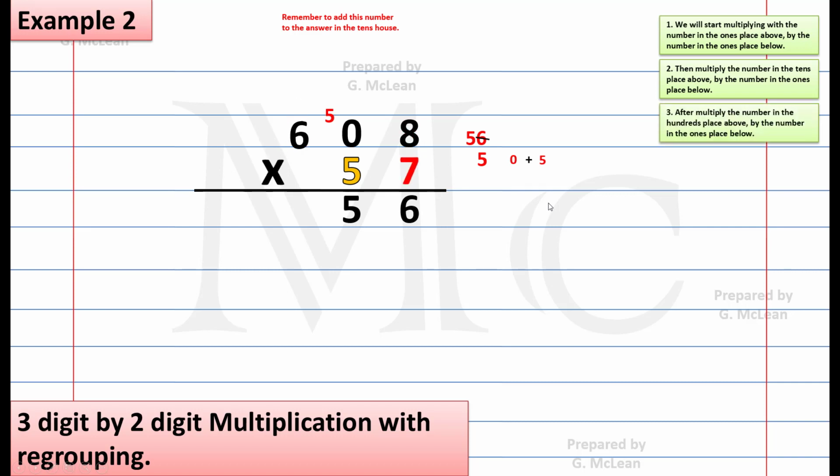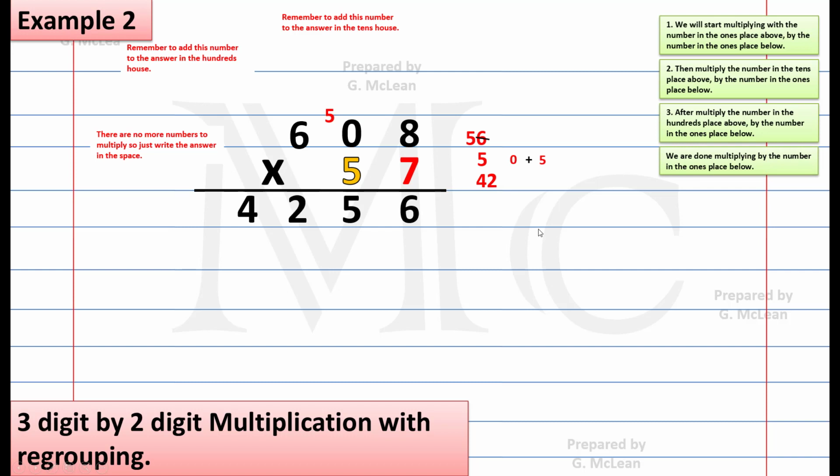7 times 6. 6 sevens are 42. There are no more numbers here to multiply, so you can just simply place the 42 right there. Okay? Place them in the correct houses. Then we continue. What do we do next? We're going to multiply by 50.